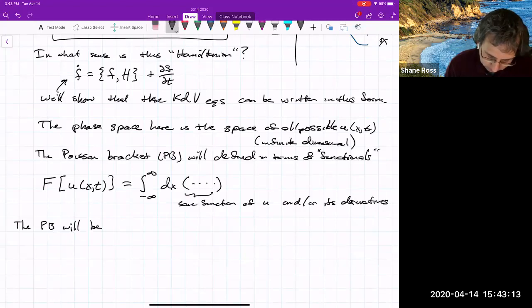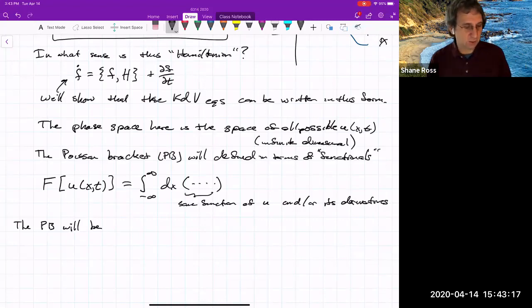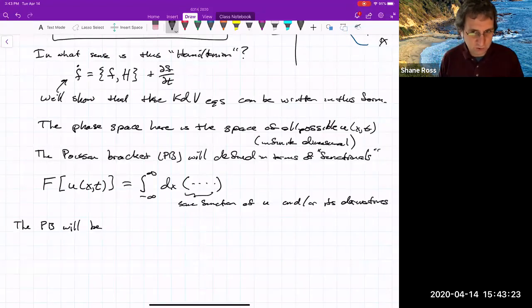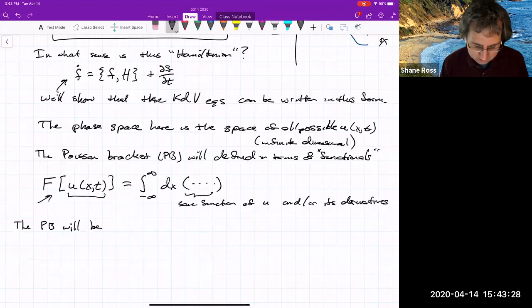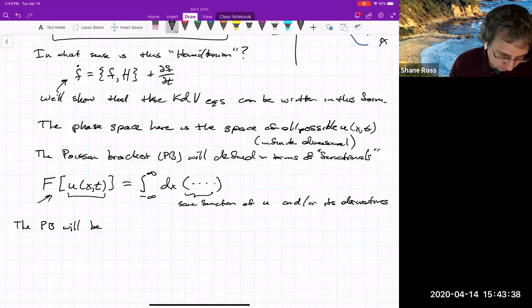So the Poisson bracket, remember, is defined over some space. The Poisson bracket of two things gives you another thing of that type. So the Poisson bracket is over the space of functionals. This is a functional. It takes in this function of x, and you integrate over x and get a number, or I guess something that could be a function of time.